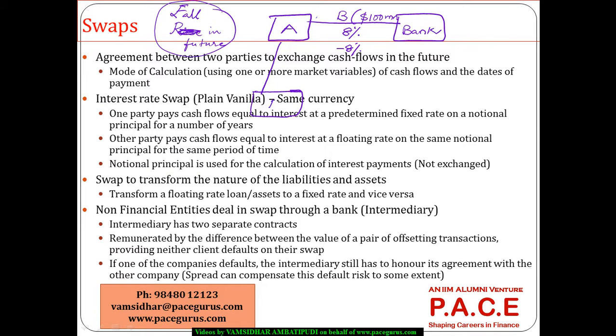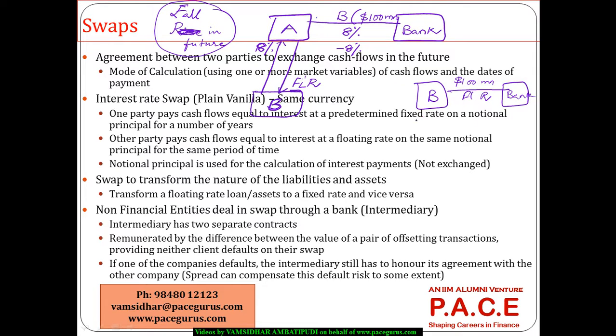Now it will try to find a party B with whom it will say, I'll pay you a floating rate based on the interest rate, but you pay me a fixed rate of 8%. Now let's say on the other side, B has borrowed from the same bank, probably the same $100 million, but at a floating rate.